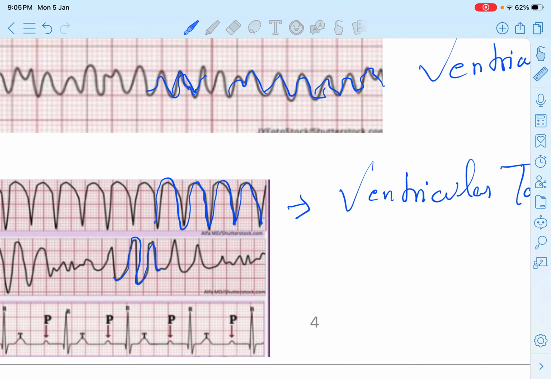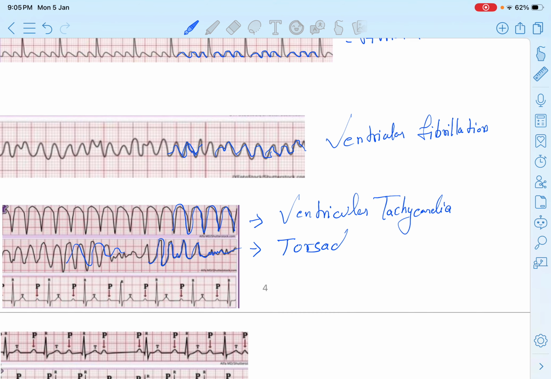If you notice these structures in the electric graph, a small wide, small wide, small wide. What do we call this? Torsades de pointes. These are visiting appearance types of waves. I will tell you the first degree heart block and second degree heart block earlier.